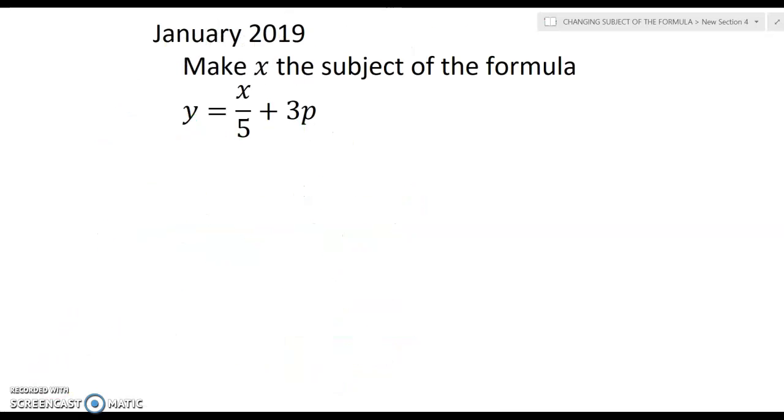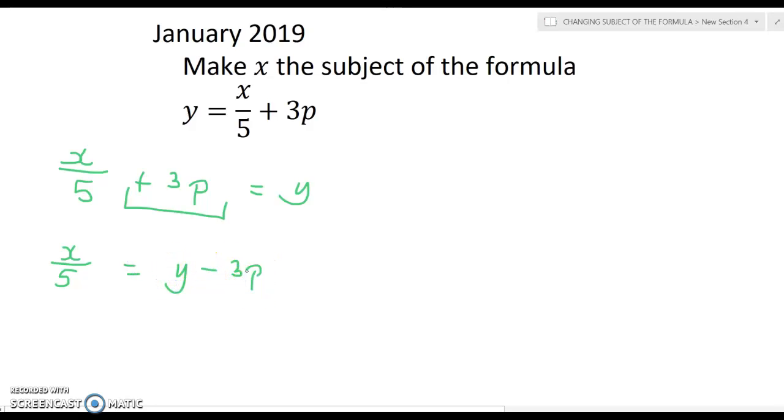Okay, so this is the last question we're doing, January 2019. Make x the subject of the formula, and the formula is y equals x over 5 plus 3p. So again, let's just switch the sides. So we have x over 5 plus 3p equals y. We want to make x the subject, so move across everything else, right? So again, we're going to move across this plus 3p first, right? So x over 5 is equal to y take away 3p, because the opposite of adding 3p is take away 3p.